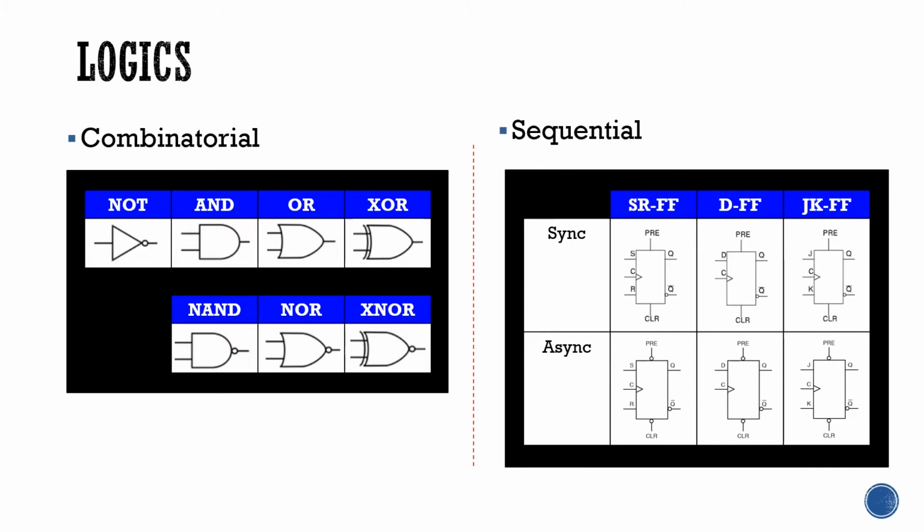In contrast, the output of a sequential logic depends upon its present input and its previous outputs, so in effect has some form of memory. Do take note that sequential logics are basically combinatorial logics with the additional properties of feedback and storage. In short, sequential logic has memory while combinatorial logic does not.